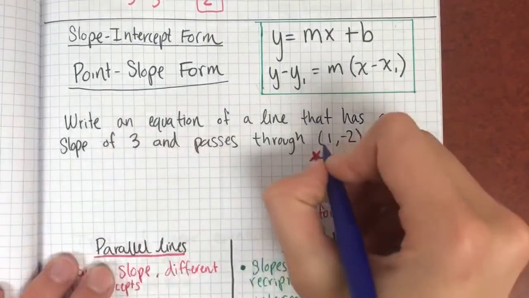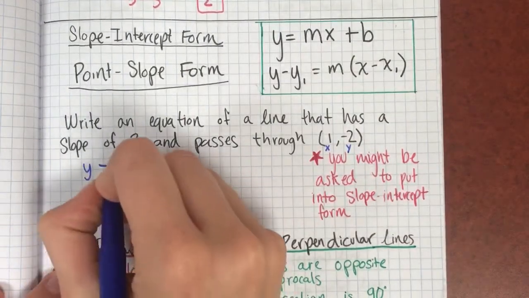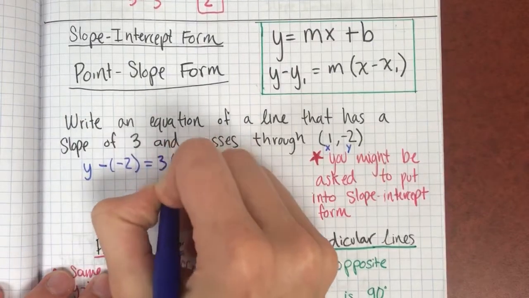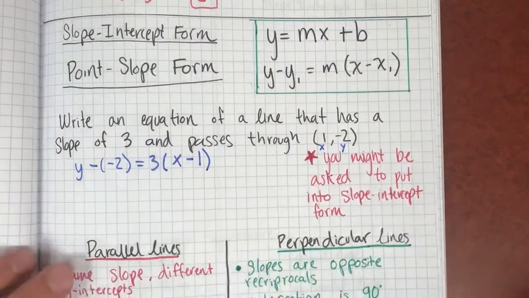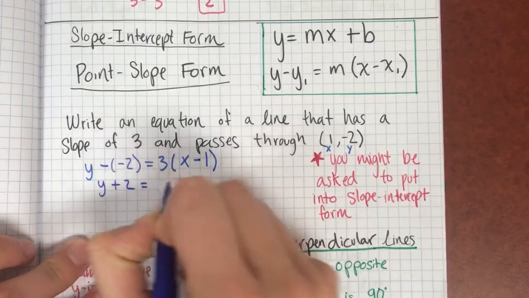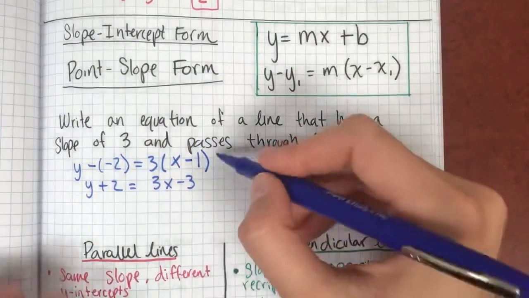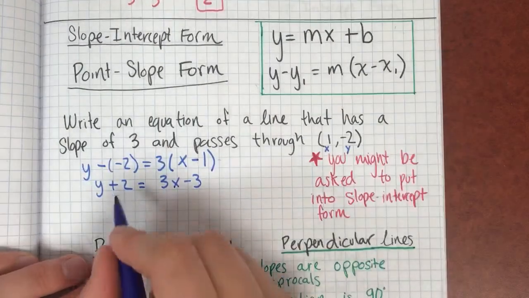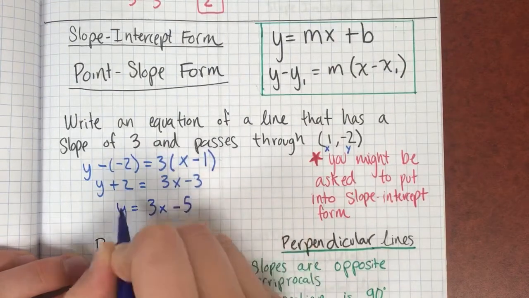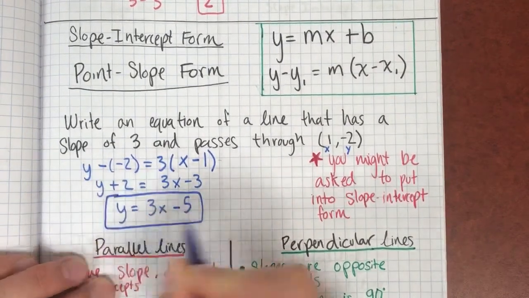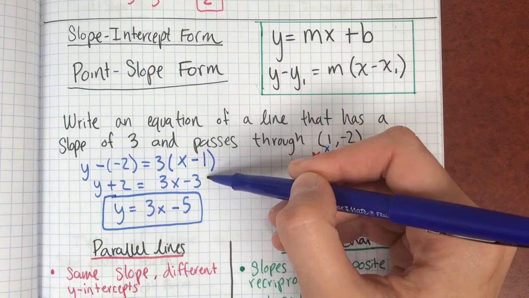So, again, this is our x and this is our y. So I'm going to take y minus negative 2 equals my slope, 3, times x minus 1. Okay? And then let's simplify this a little bit. This would become y plus 2 equals 3x minus 3. Okay, and so these are all acceptable forms. I could go ahead and subtract my 2 over, so it's y equals 3x minus 5. Sometimes you might be asked to put it in slope-intercept form. Sometimes you could leave it like our second line.